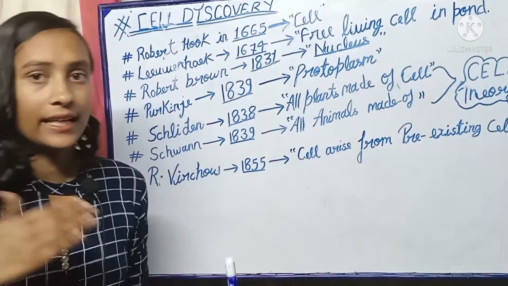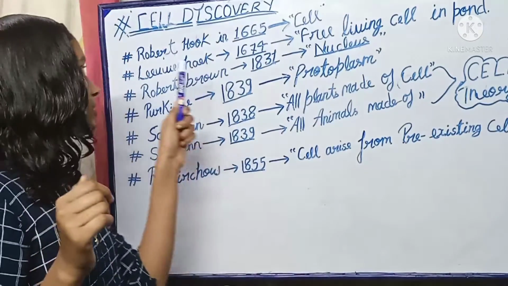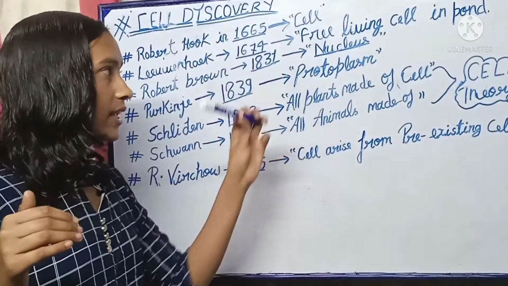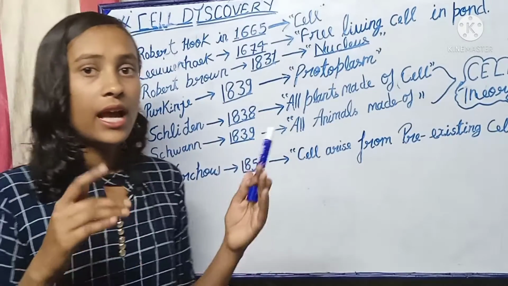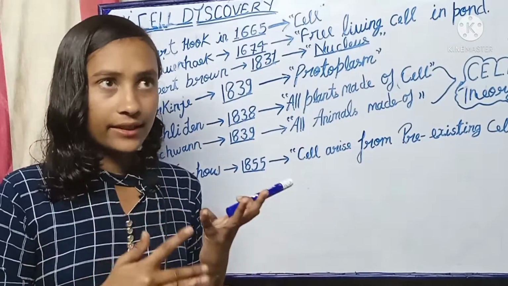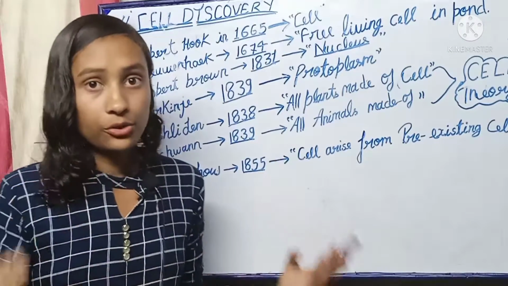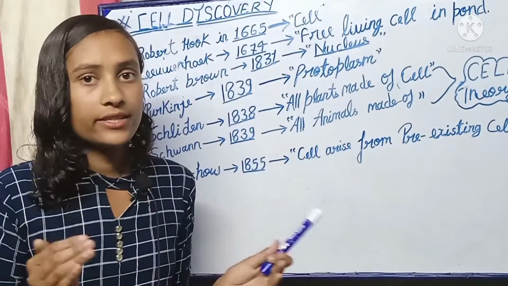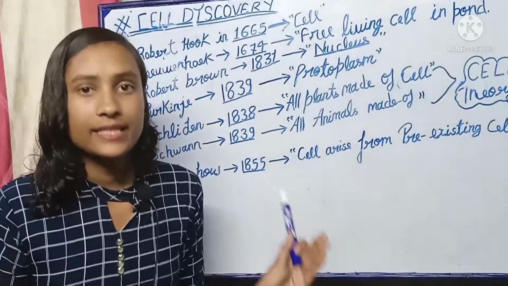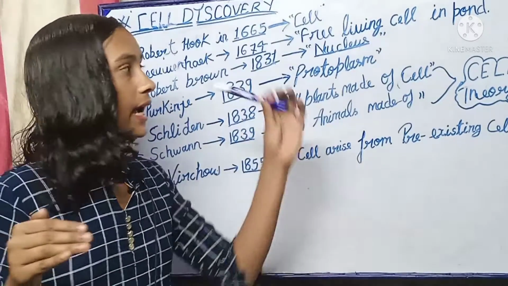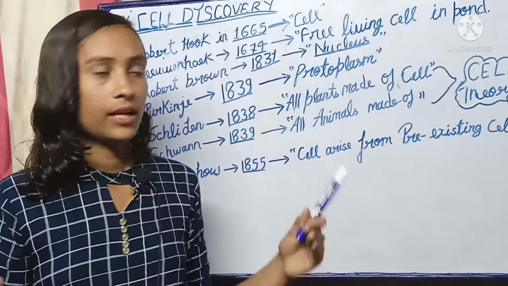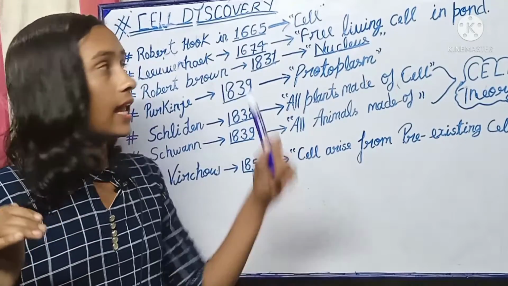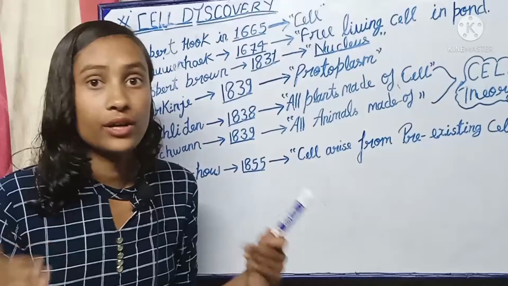After Robert Hooke another scientist came. His name was Leeuwenhoek. In 1674, he discovered free living cells in a pond. Basically, in the pond he discovered bacteria, and for the first time human sperm and RBC. That's all discovered by the scientist Leeuwenhoek. He was a Dutch scientist. In 1674 he discovered free living cells, and it was a living cell, not a dead cell, while the cell discovered by Robert Hooke was a dead cell.